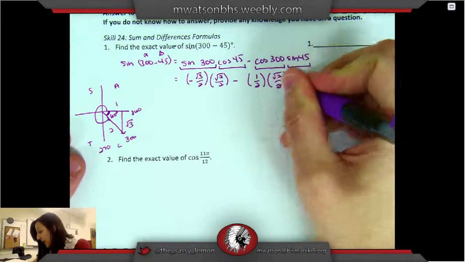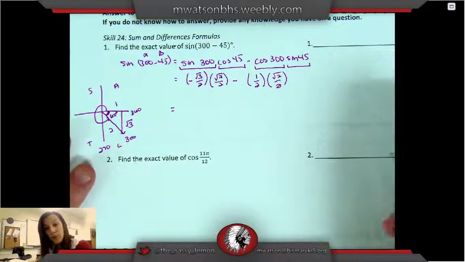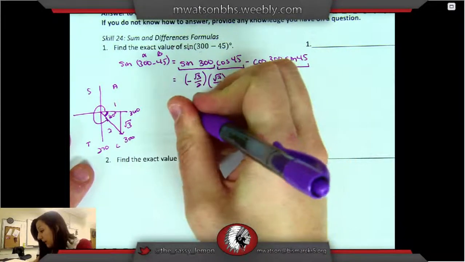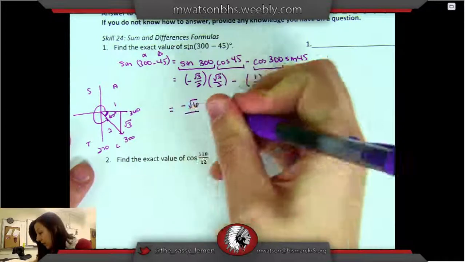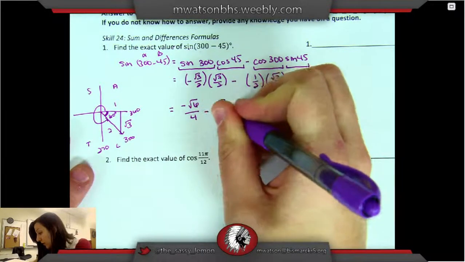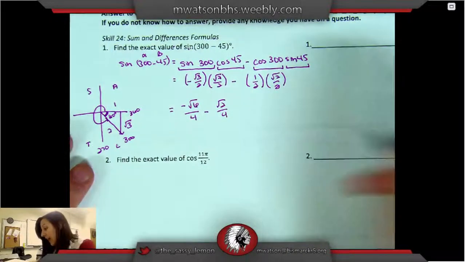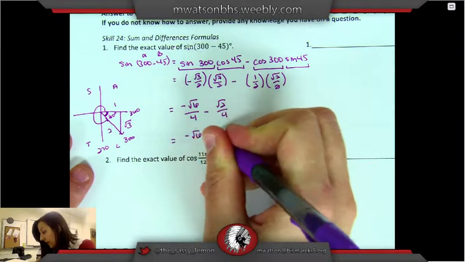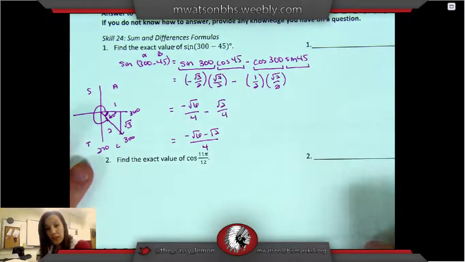At this point, you're just doing some algebra work. To multiply fractions, we go across the top, across the bottom, and we get negative square root of 6 over 4 minus the square root of 2 over 4. You can leave it written like that, or you can combine the fractions and get this as your final answer.